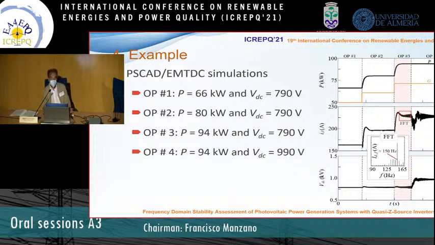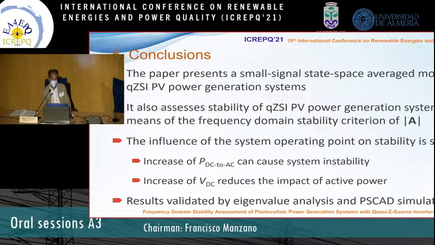As conclusions, the paper presents a small signal state space average model of the quasi-zeta source inverter PV power generation systems. From these models, the paper assesses the stability of these systems by means of the frequency domain stability criterion of the determinant of the state space matrix. And the influence of the operating point on stability is studied.